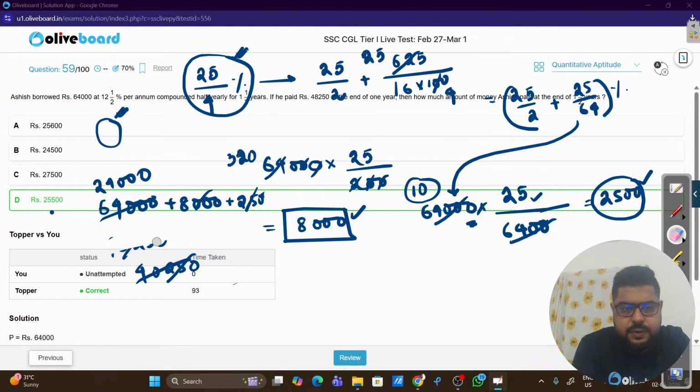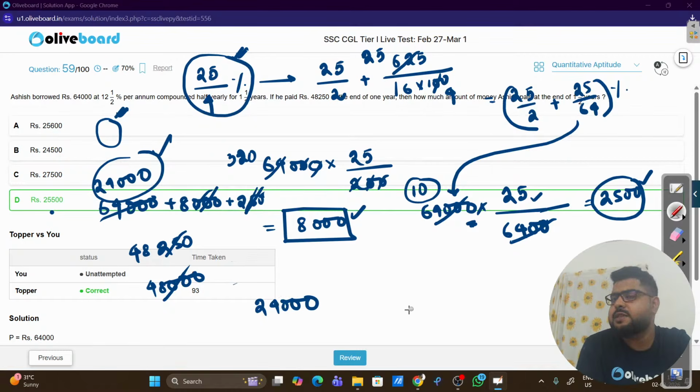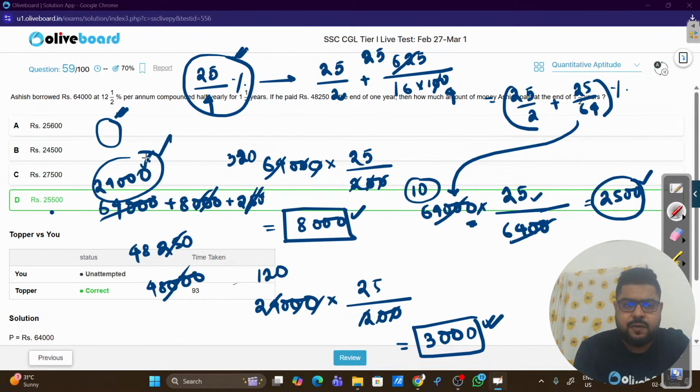Okay, let me do the fresh calculation. So this was 48,250, sir. 250 gone, so this is 48,000. 8,000 gone, 40,000. 24,000 will be the remaining amount. On that, he will pay 12.5% for the third year, like the third compounding. Or you can say 25 by 2% if you want. 2, this is 120, sir. 25 12s are 300. So 24,000 was this.